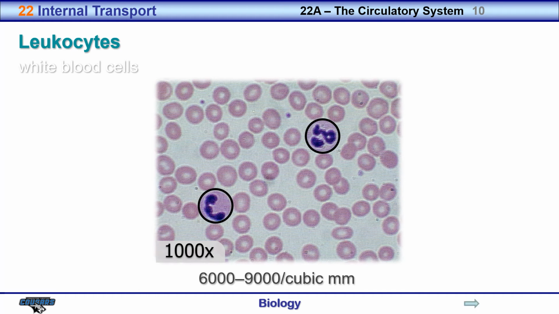And in that same cubic millimeter of blood that we talked about before, instead of it being in the millions, around 6,000 to 9,000 is the number of white blood cells that you will find in that same quantity of blood. If this number should go up, that would indicate you have an infection.